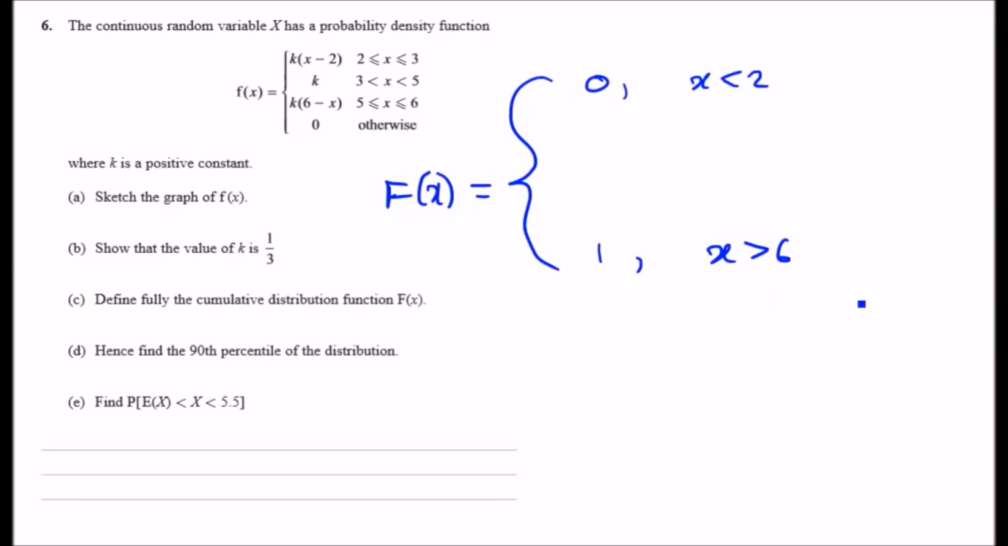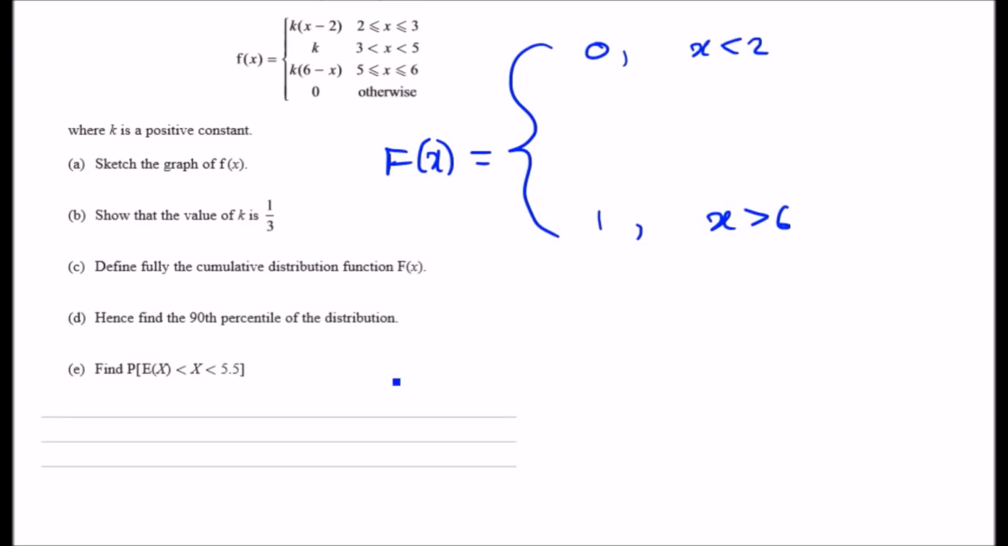Now, how about the rest in between? Well, we just need to integrate, and then for each layer, just add the previous terms. So let's just have a go, yeah? Watch me do this. For the very first one, let's integrate this one from 2 to x. Why x? Because that is the definition of the cumulative function. We need something in terms of x.